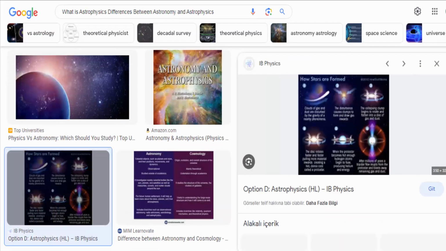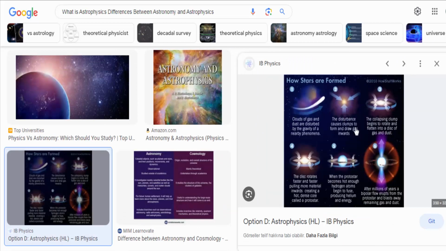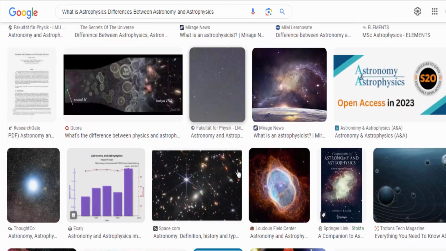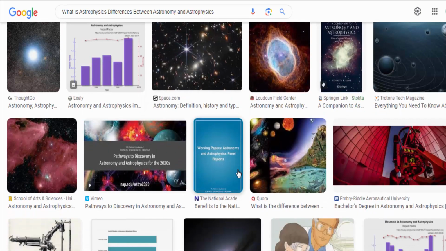Interdisciplinary nature. Astrophysics has a strong interdisciplinary nature, drawing from various branches of physics, such as classical mechanics, electromagnetism, thermodynamics, quantum mechanics, and relativity. It combines these principles with astronomical observations to provide a deeper understanding of the universe.